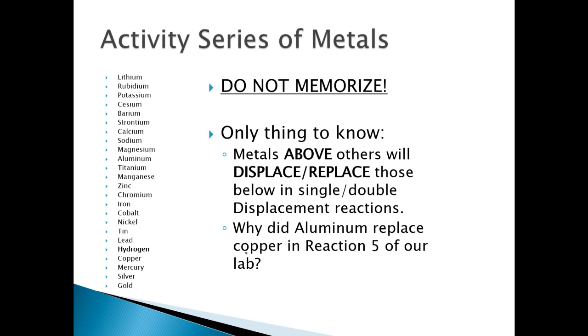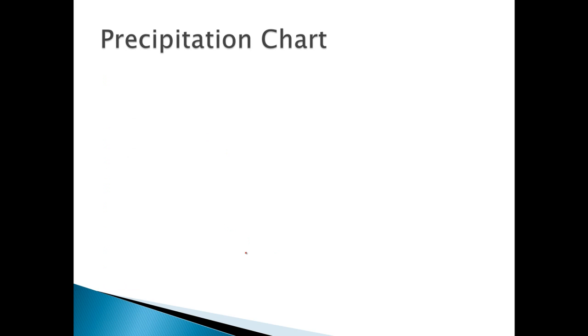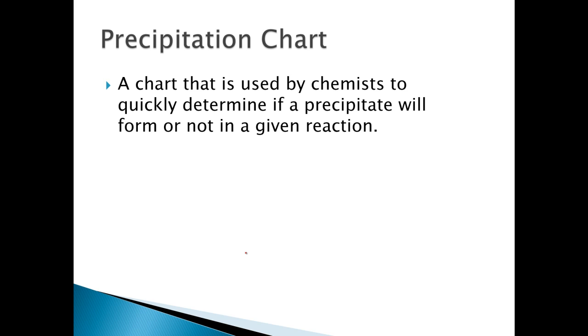So, in your lab, why did aluminum replace copper? Well, I just wrote it out for you and explained it, so hopefully you were paying attention. All right, precipitation chart. This is a chart that is used by chemists to quickly determine if a precipitate will form. Well, what the heck is a precipitate?